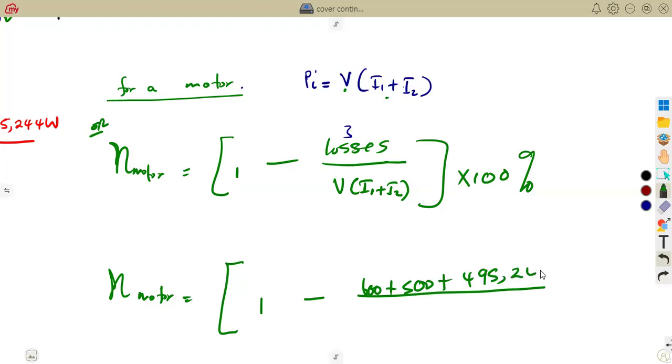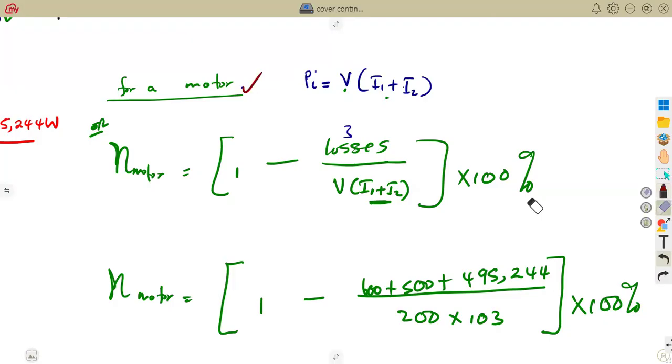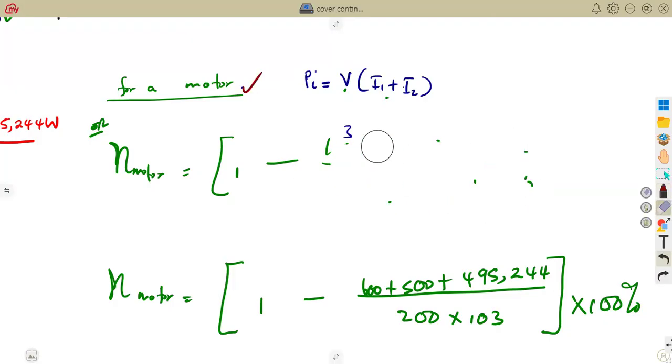95,244 on the motor. Everything over voltage times what? The load current. The terminal voltage is 200. The load current is I1 plus I2 from our diagram, remember, it was what? 103. Just like that. Still, you're going to have the same answer, the same percentage, 92.256%. So you've calculated the efficiency for a motor. All right, that was our first part.